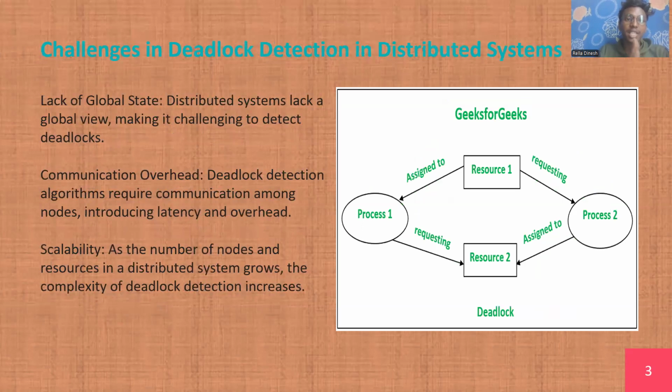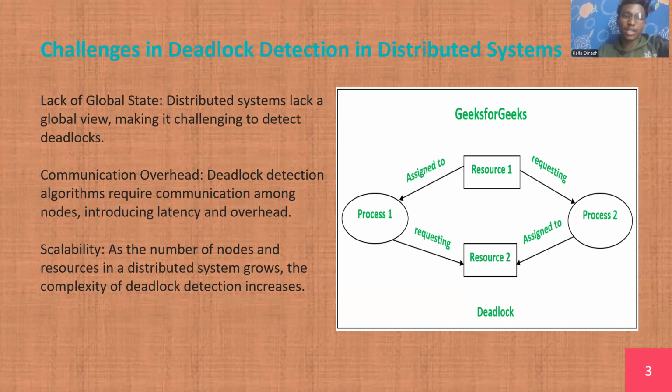Now we'll see the challenges in deadlock detection in distributed system: lack of global state, communication overhead, and scalability. In distributed system there is a lack of global view, making it challenging to detect deadlocks. It does not have a global view. That's why it is challenging to detect the deadlocks.